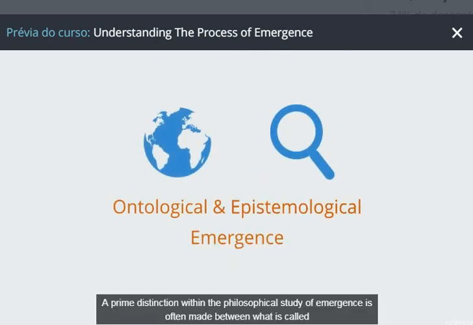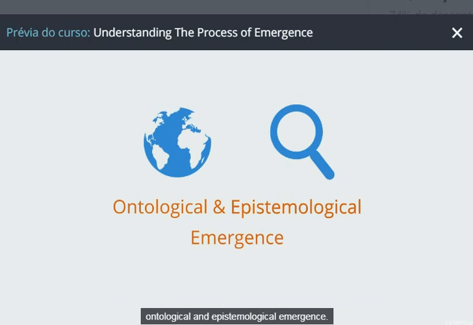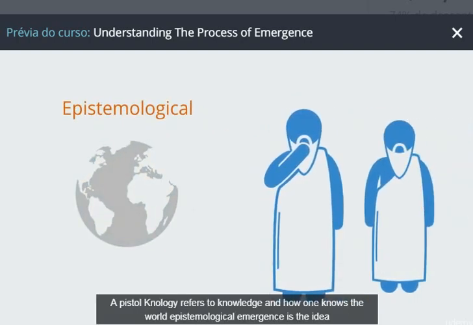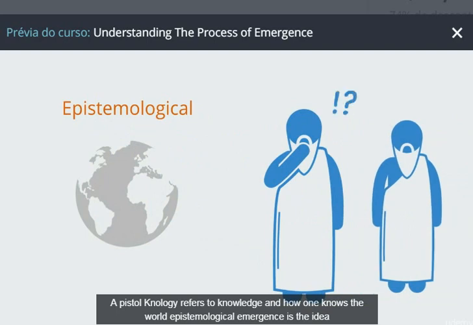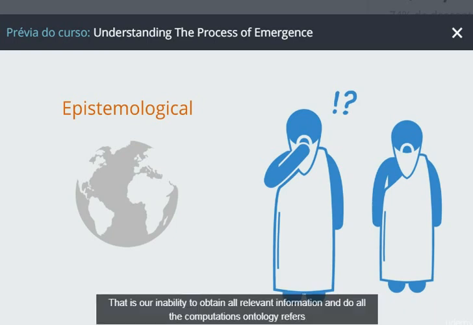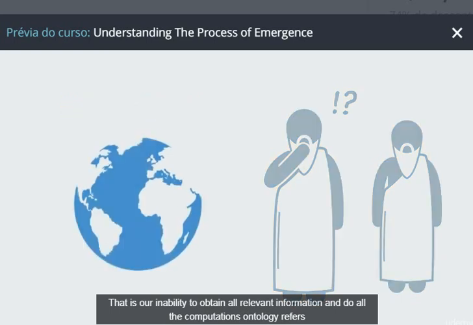A primary distinction within the philosophical study of emergence is often made between what is called ontological and epistemological emergence. Epistemology refers to knowledge and how one knows the world. Epistemological emergence is the idea that some systems cannot be described as a matter of practice in terms of their component units because of the limits to our knowledge. That is, our inability to obtain all relevant information and do all the computations.